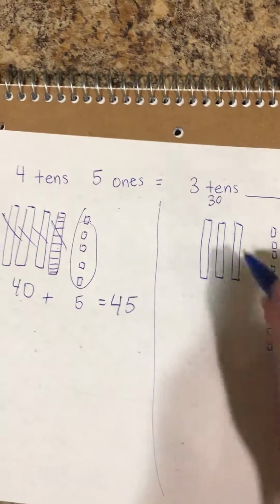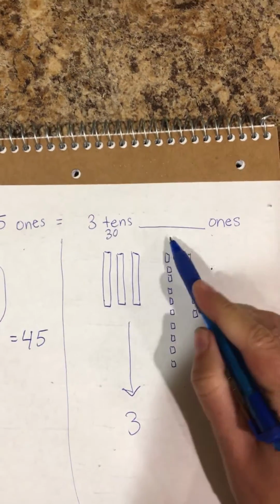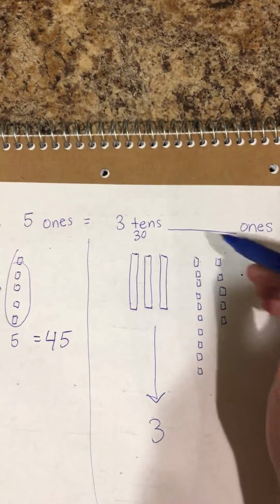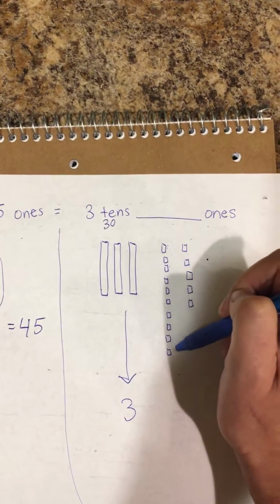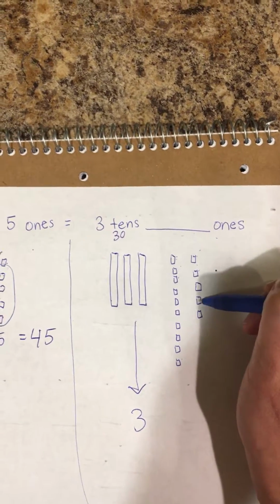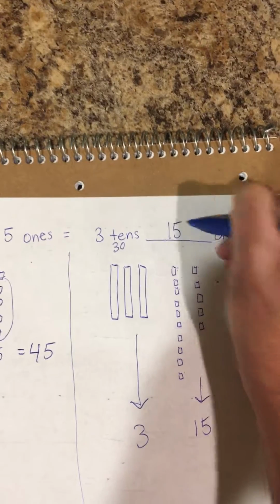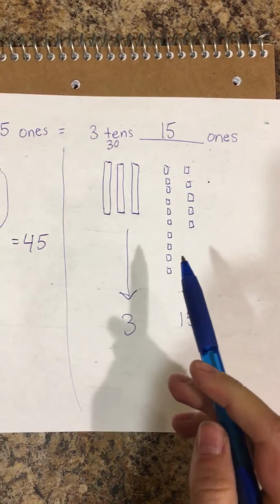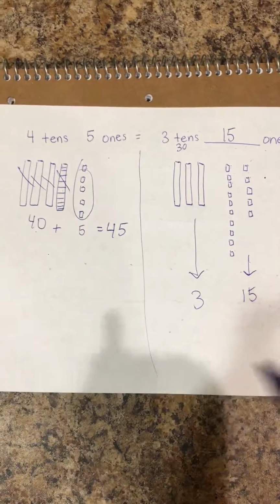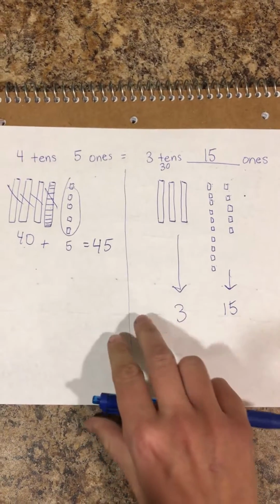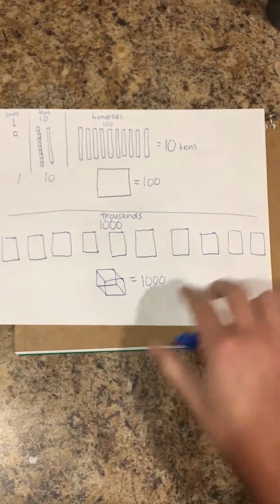So now, how many tens do you have? 3. That's what they wanted. She's solving how many ones? 1, 2, 3, 4, 5, 6, 7, 8, 9, 10, 11, 12, 13, 14, 15. 15 ones. 3 tens, 15 ones is the same as having 4 tens and 5 ones. So it's the same number represented in a different way. So that's how you want to use these pictures.